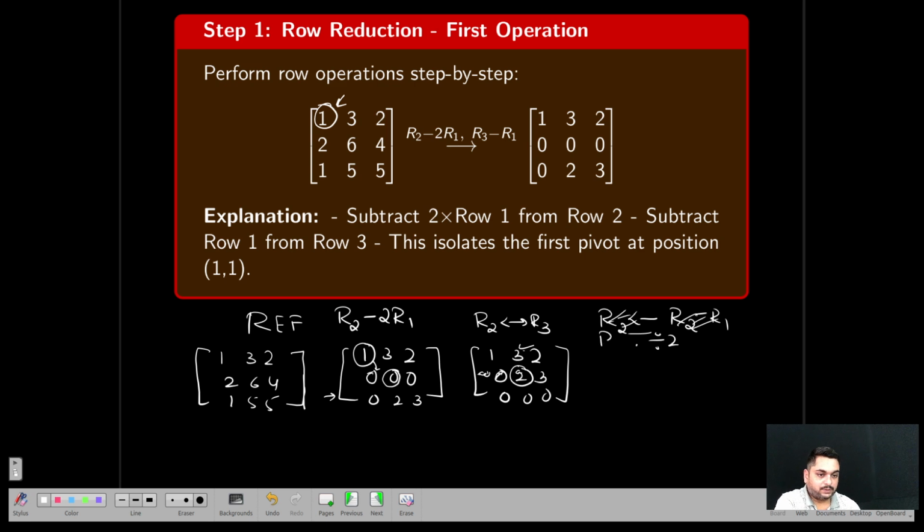Okay, what I will do is divide R2 by 2. So what will I get? 1, 3, 2 will remain the same, and then 0. I will divide by 2, so it will become 1, and then 3 by 2 is 1.5. Now, is it in row echelon form? Yes, below the pivot element 1 is 0, and each pivot is to the right of the previous pivot element. This is in row echelon form.